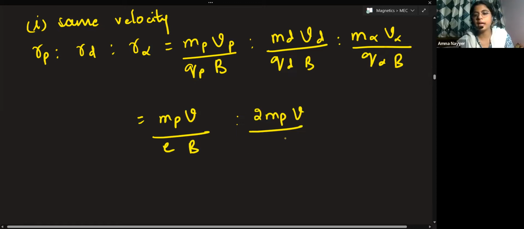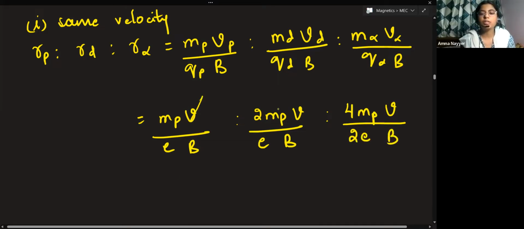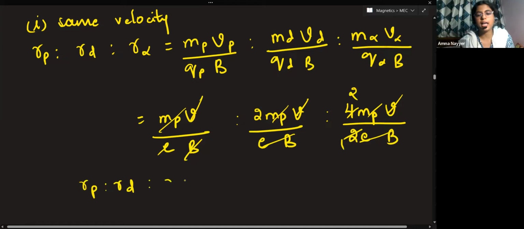Charge will be the same, and B is the magnetic field. The alpha particle has 4 times the mass of a proton, velocity will be V, and charge will be twice. Velocity gets cancelled, B and e get cancelled, mP gets cancelled, and 2 ones, 2 twice is 4. So your ratio of RP to RD to R alpha becomes 1 is to 2 is to... like this you had to do.